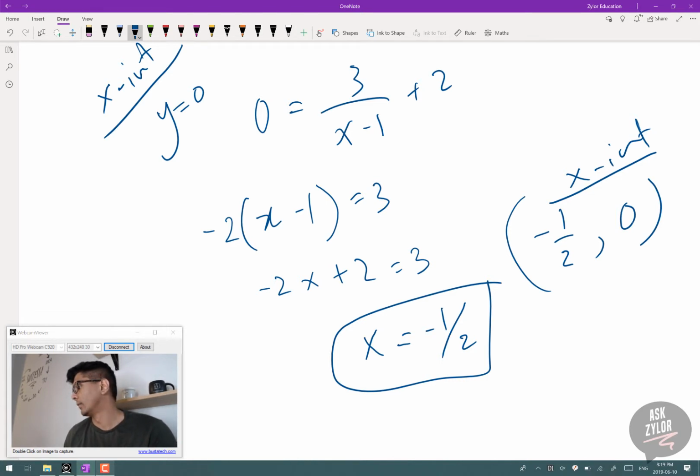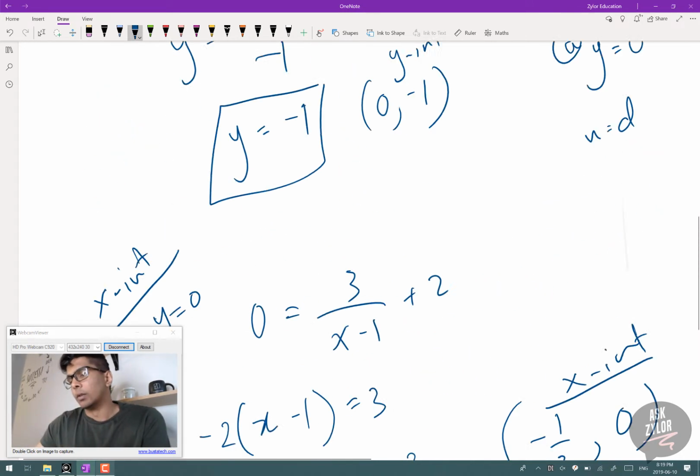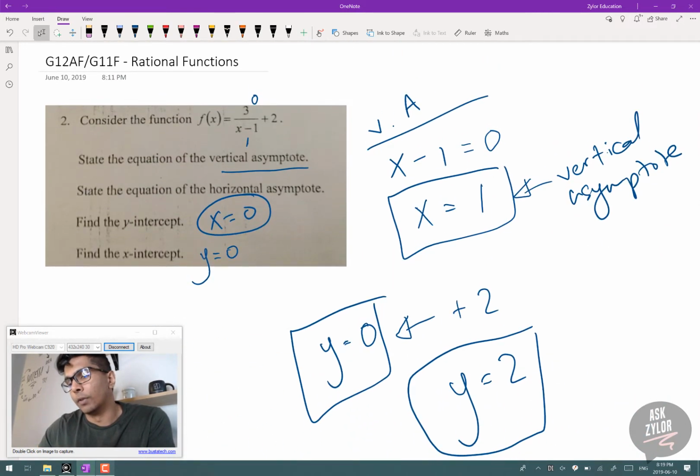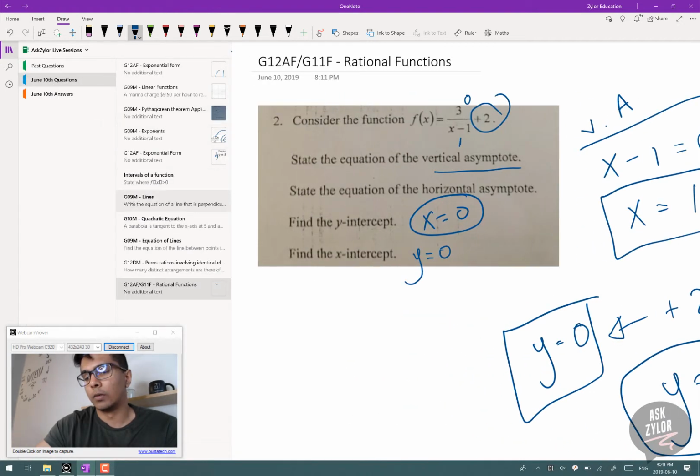So just to recap what we did, we're looking for the vertical asymptote, so we make the denominator equal to 0 and solve for the x values. To find the horizontal asymptotes, we have to consider the degrees of the numerator and the denominator. And then if there's any transformations outside that, apply those to the horizontal asymptote. For the y-intercept, we make x is equal to 0, sub that in, and find the y value. For the x-intercept, we sub in y is equal to 0 and solve for x. Okay, so let's move on to the next question.